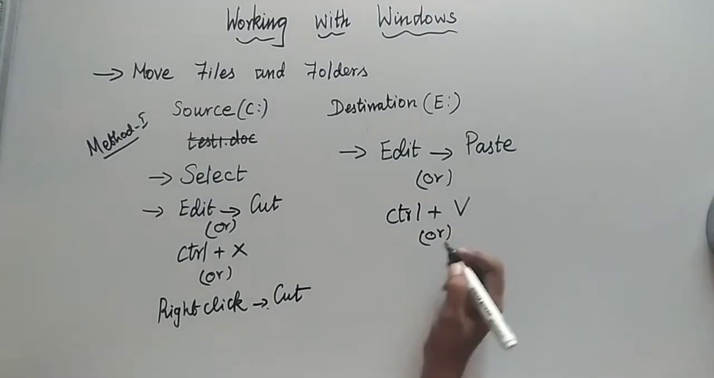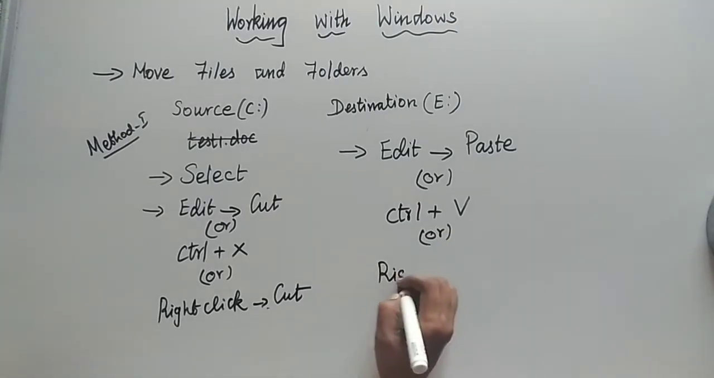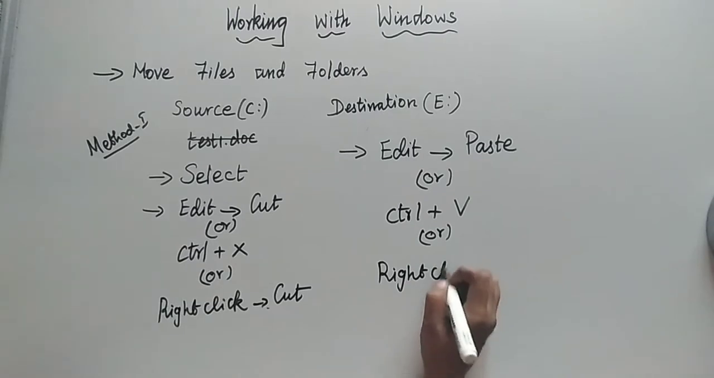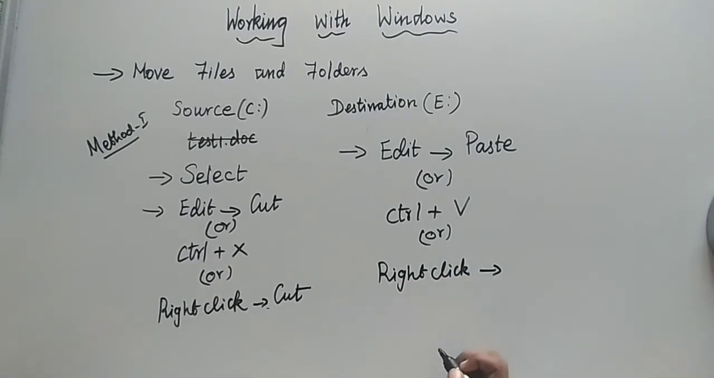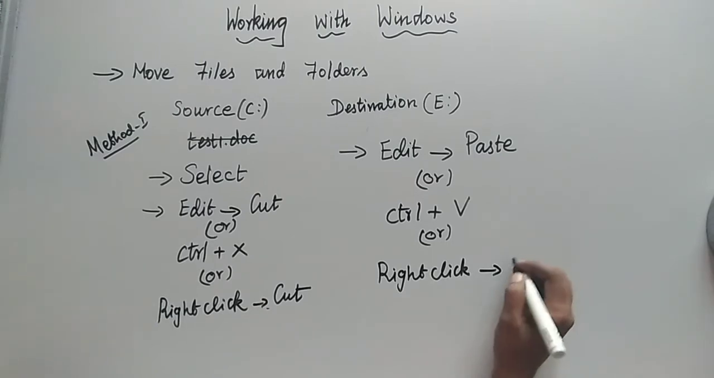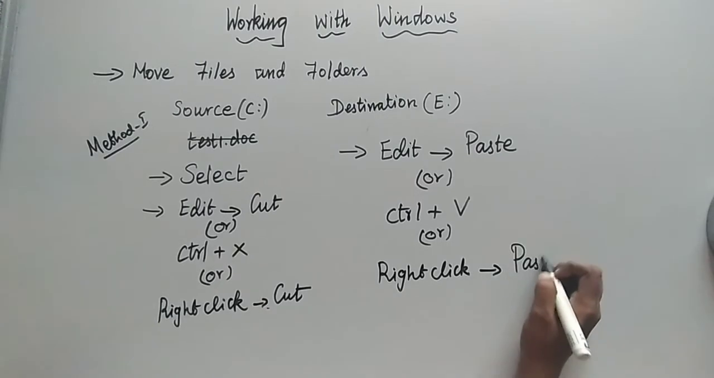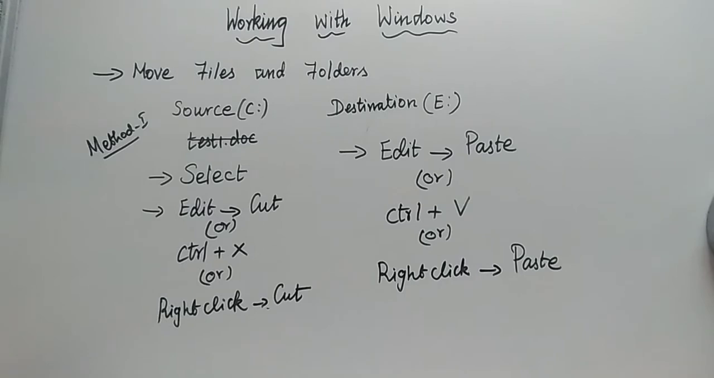So for that, what can you do? Yes, you are going to right-click. A small pop-up menu will appear, and in that you are going to select Paste. This is how the document or folder that you want to move from the source to the destination can be done easily for you.